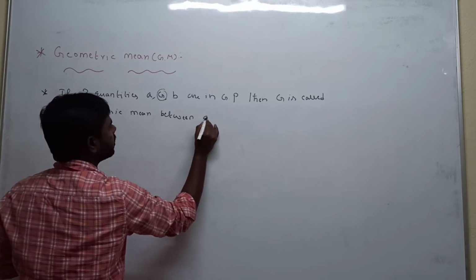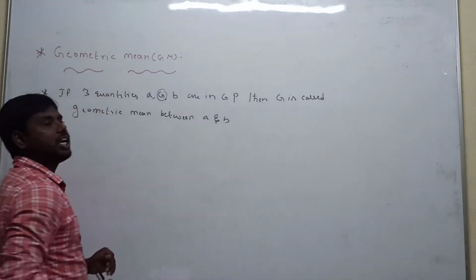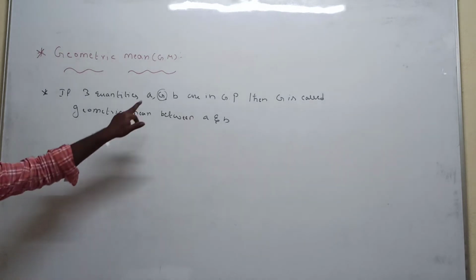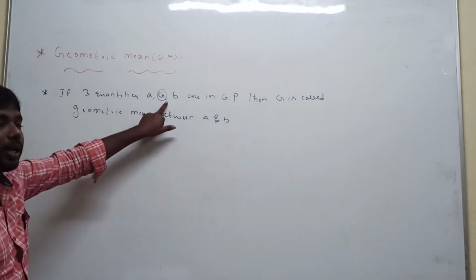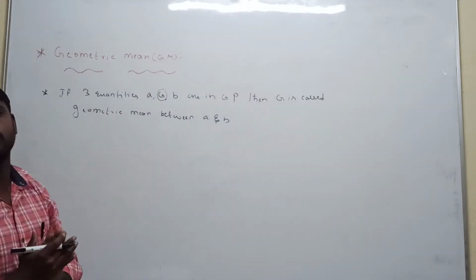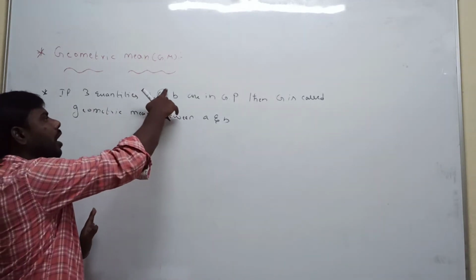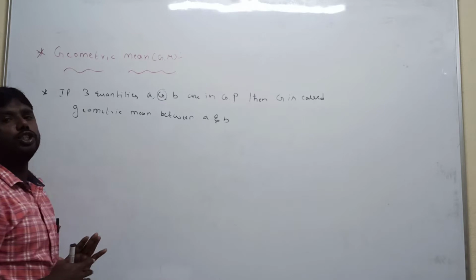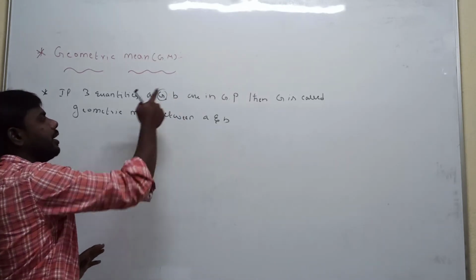What is the first condition? If three quantities A, capital G, B are in geometric progression, then the middle element G is called the geometric mean between A and B.